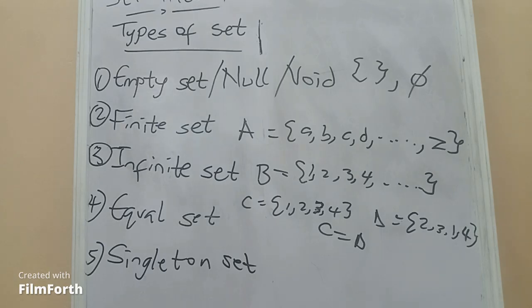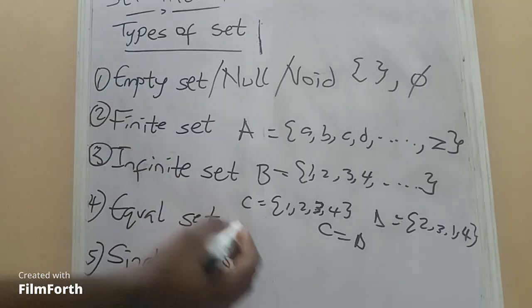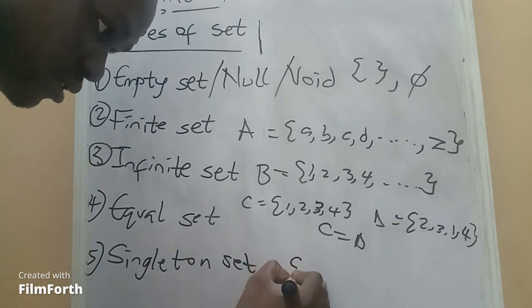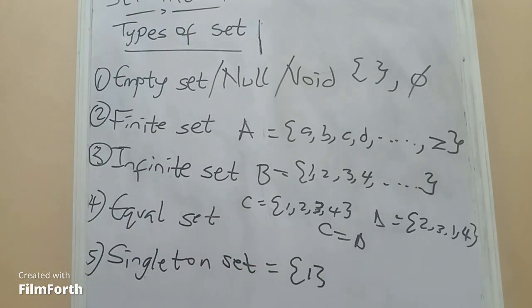When we talk about a singleton set, we are talking about a set that has only one element in it. An example is 1. This is a singleton set. Let's assume we have 0. That's also a singleton set. Let's assume we have 11. That's also a singleton set.